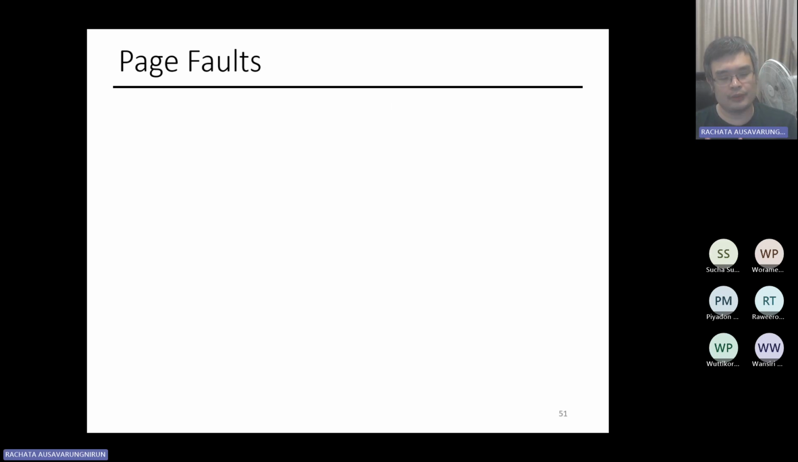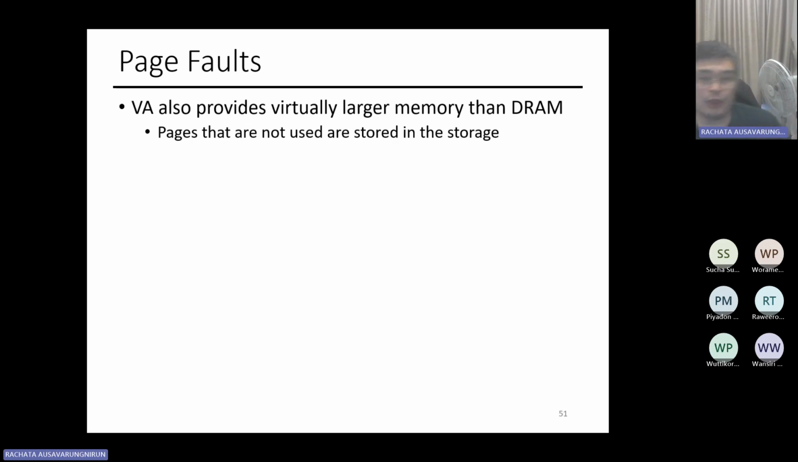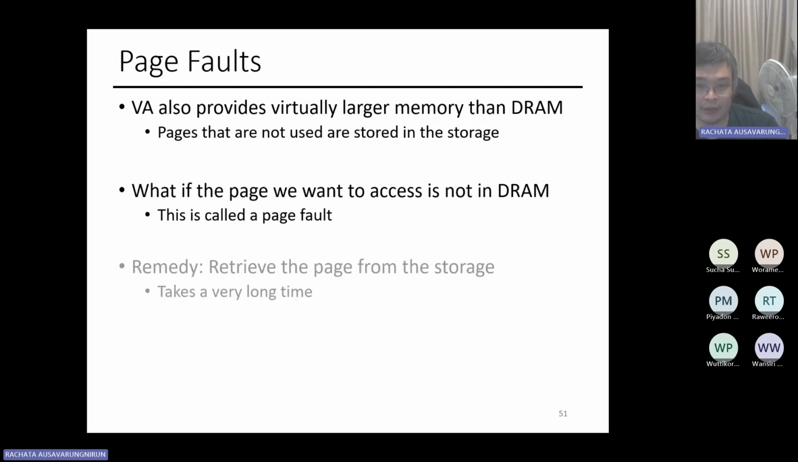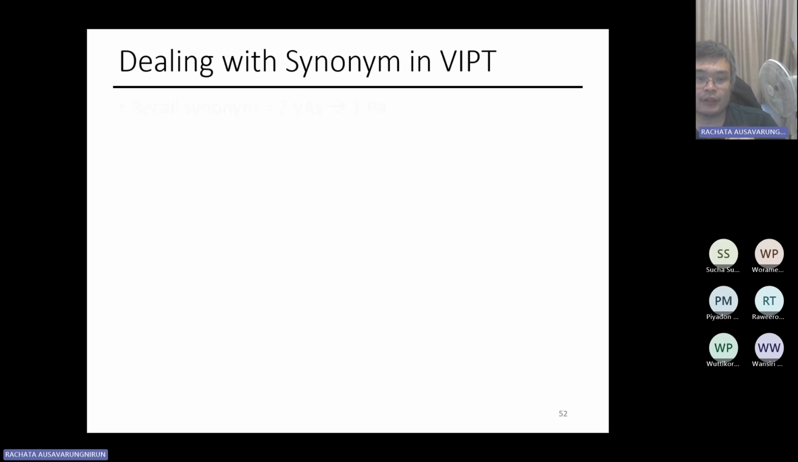Now, last thing. I told you the last benefit of virtual memory is that it gives you the illusion of a much larger DRAM, right? So pages that are not used can be stored in storage. If you want to access them, we call it a page fault. The remedy is basically that the OS will spawn a thread to try to locate the faulting page in the hard drive, retrieve the data, and give it back to your CPU. All right. You can also look at synonym problems where two virtual addresses map to the same physical address, right?